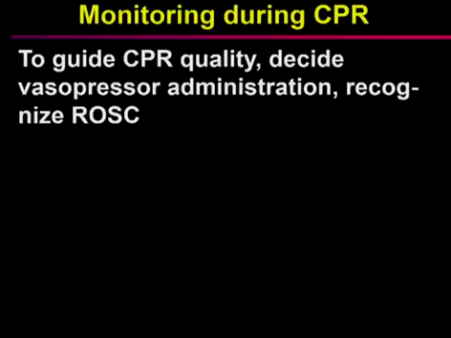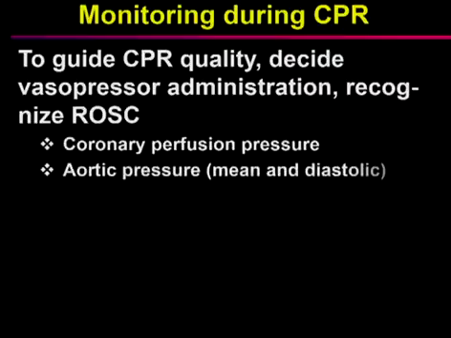If we have an arterial line, monitor the coronary perfusion pressure. You want to have an aortic diastolic pressure of at least 25 millimeters of mercury to secure. And if we have a line, that's the way to monitor and decide when to give a vasopressor agent.